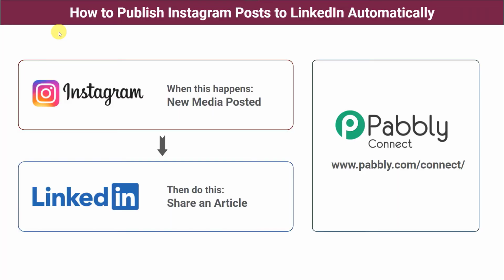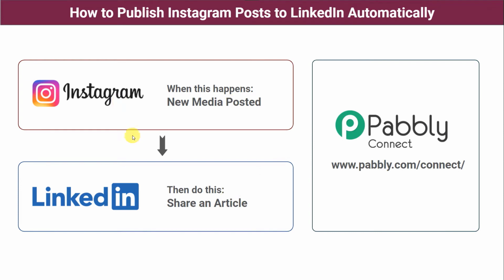Hello everyone. In this video, we are going to learn how to publish Instagram posts to LinkedIn automatically. So the idea here is that whenever a new media is posted on an Instagram account, the same media should be shared on the LinkedIn account. But the question here is how to do this, because there is no direct integration or connection between Instagram and LinkedIn. As a solution, we have to create an integration between Instagram and LinkedIn so that whenever a new media is posted into the Instagram account, automatically the same media is posted into the LinkedIn account also.